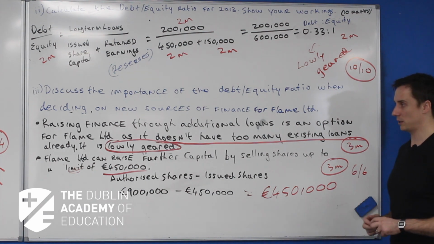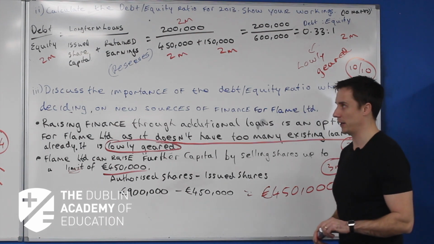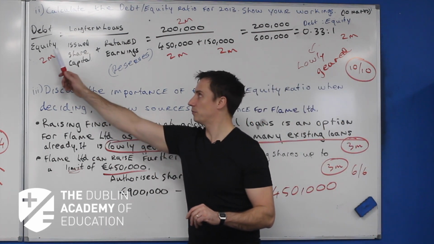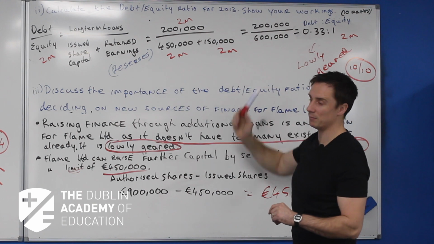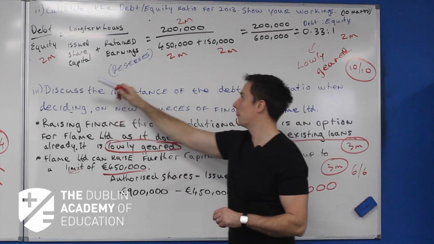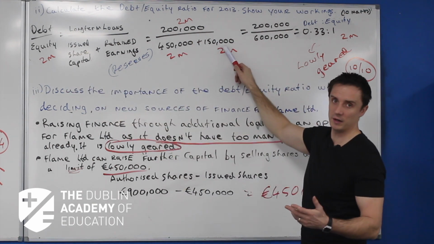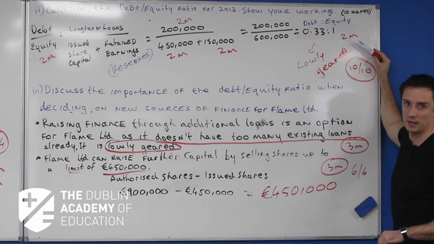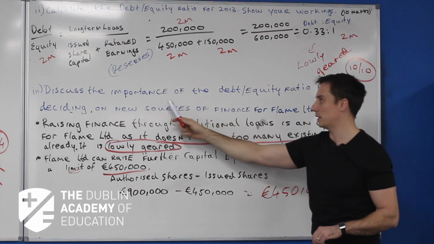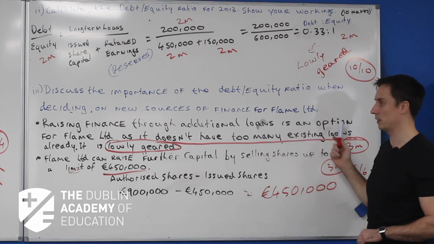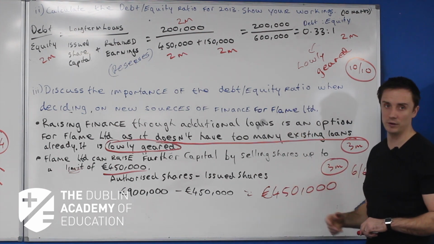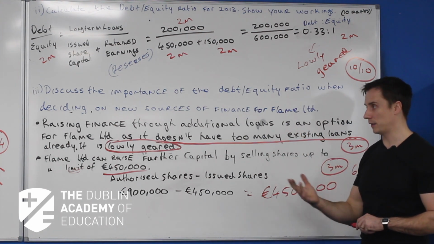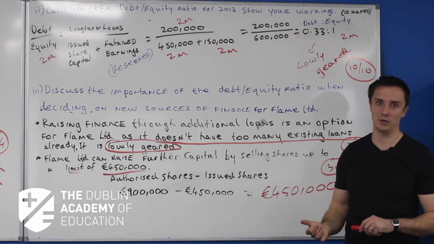So a quick thing just to look over there, when you're going down really hard, they break down the marks as well. When they ask you to calculate the debt equity ratio for 10 marks, you get 2 marks for the formula, 6 marks for putting in the right figures, and then 2 marks for the correct answer at the end. And the same thing when they said discuss the importance of the debt equity ratio, they gave you 6 marks for that, and there's 3 marks for each point you made. So that's really just an example of how to go over a question on the debt equity ratio.